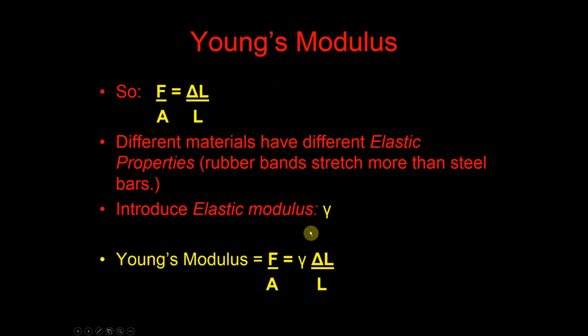That means we can have something called an elastic modulus, or this gamma value that looks like a Y here. It's actually a capital gamma here. So Young's modulus is F over A equals this elastic modulus, which again is something you can look up for whichever material you're interested in, times the ratio of the change in length over the length, which of course is unitless because these would both be in meters.